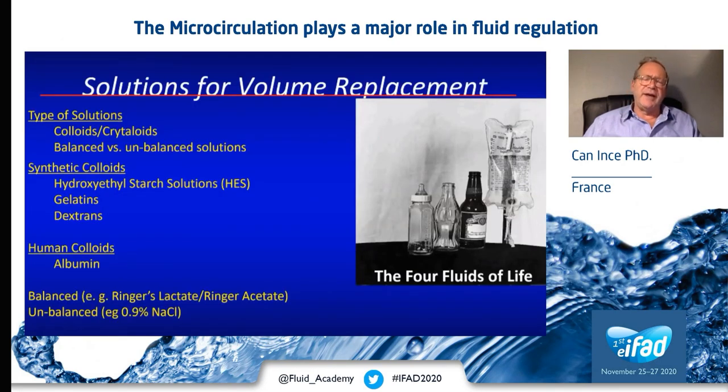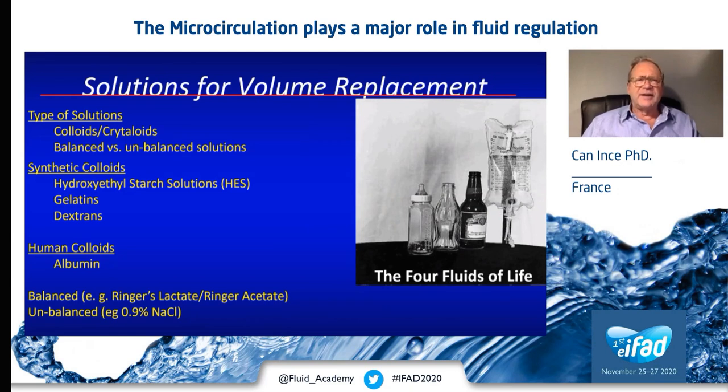So when we are trying to replace fluids by what we call volume, which is a very unfortunate concept because it's not volume, it's just volume of fluids, we basically have two types of solutions. We have colloids and crystalloids. What does this mean? Colloids is the presence of large molecules in a solution, and crystalloids are basically a salt solution. The difference between these two is that the colloids exert oncotic or osmotic pressure, whereas the crystalloids don't. And then we also have balanced and unbalanced solutions, which has to do with pH regulation, which we'll not go into.